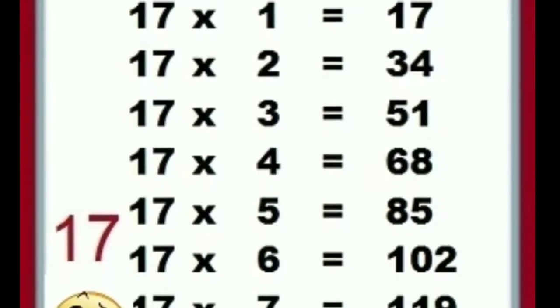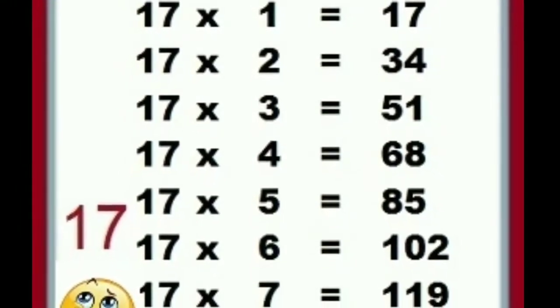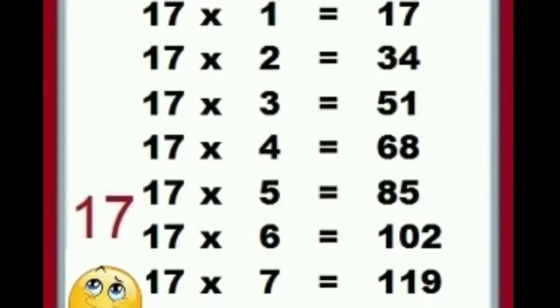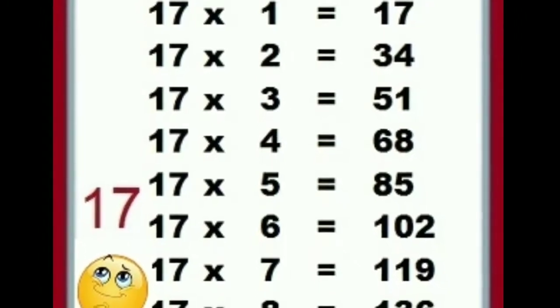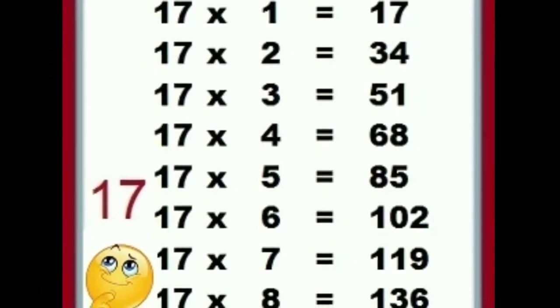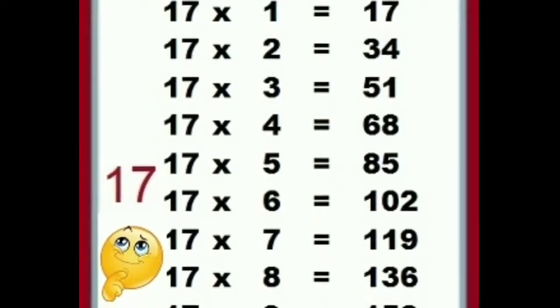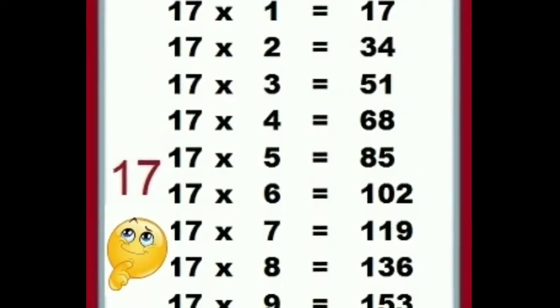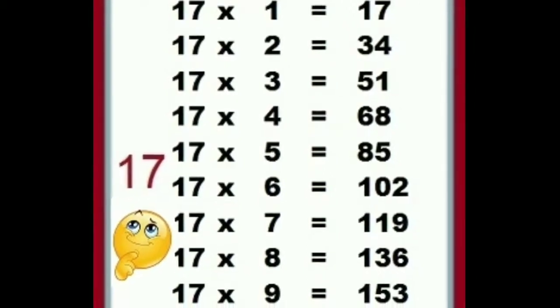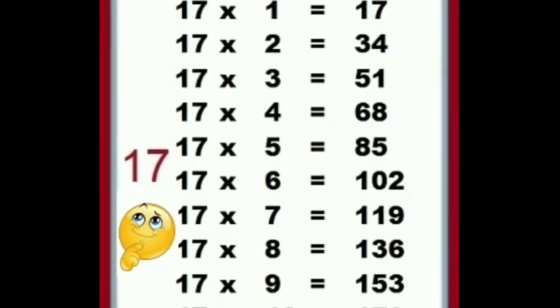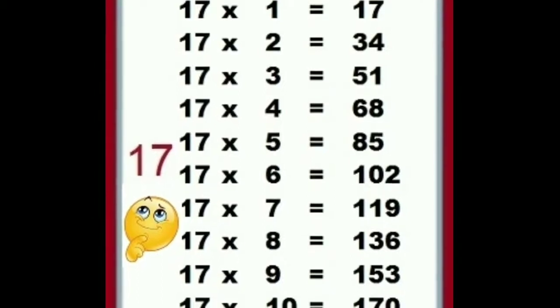Table of 17. 17 ones are 17, 17 twos are 34, 17 threes are 51, 17 fours are 68, 17 fives are 85, 17 sixes are 102, 17 sevens are 119, 17 eights are 136, 17 nines are 153, 17 tens are 170.